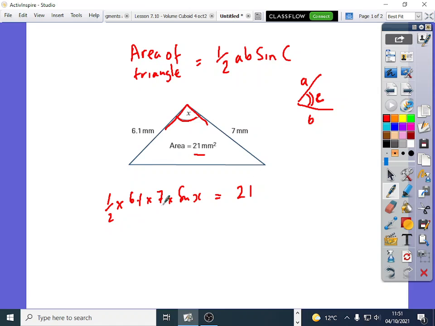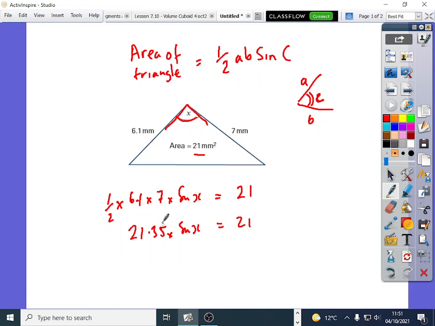Now if you calculate that, half of 6 is 3. Sorry, half of 6.1 is, hang on, my calculator, give me 1 second. So if you calculate the numbers, you'll get 0.5 times 6.1 times 7. You should have got 21.35 times sine x equals 21.